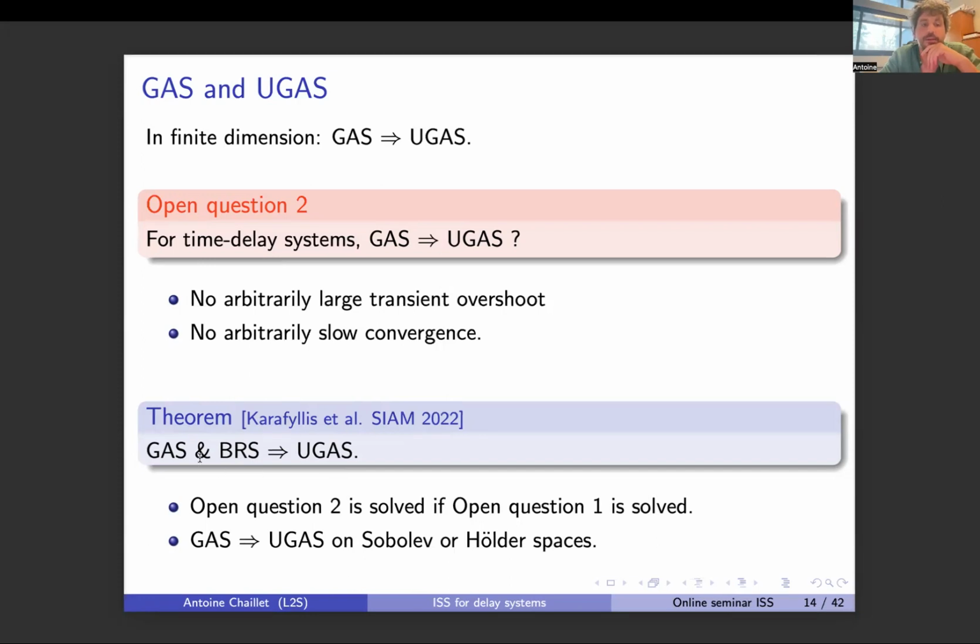So now the question, of course, is that open question 2 would be solved if we manage to show open question 1, meaning that forward completeness implies BRS, because GAS implies forward completeness, right? So if you manage to show open question 1, you will also solve open question 2 with a positive answer. And here again, using the same reasoning as before, if you restrict your state space to Sobolev or Hölder spaces, you can show that indeed GAS implies U-GAS, but we still don't know about the set X that we are considering here.